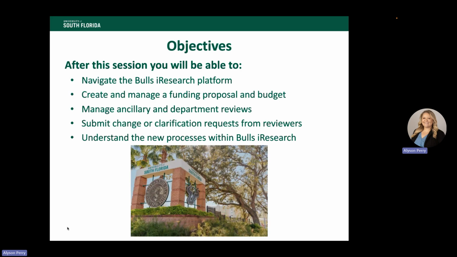Our objectives for this session are for you to be able to navigate the Bullseye Research platform, to create and manage a funding proposal and budget, to manage ancillary and department reviews, submit change or clarification requests from your reviewers, and then to just understand the new processes as a whole within this new system.